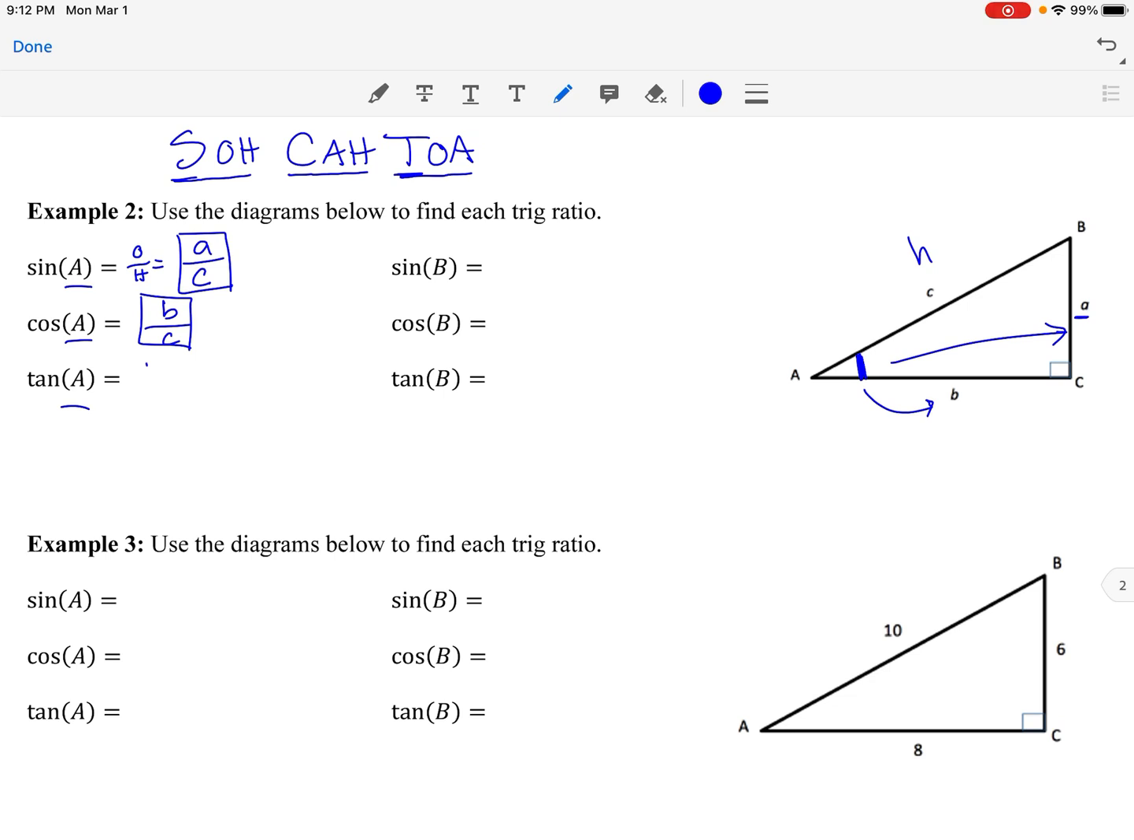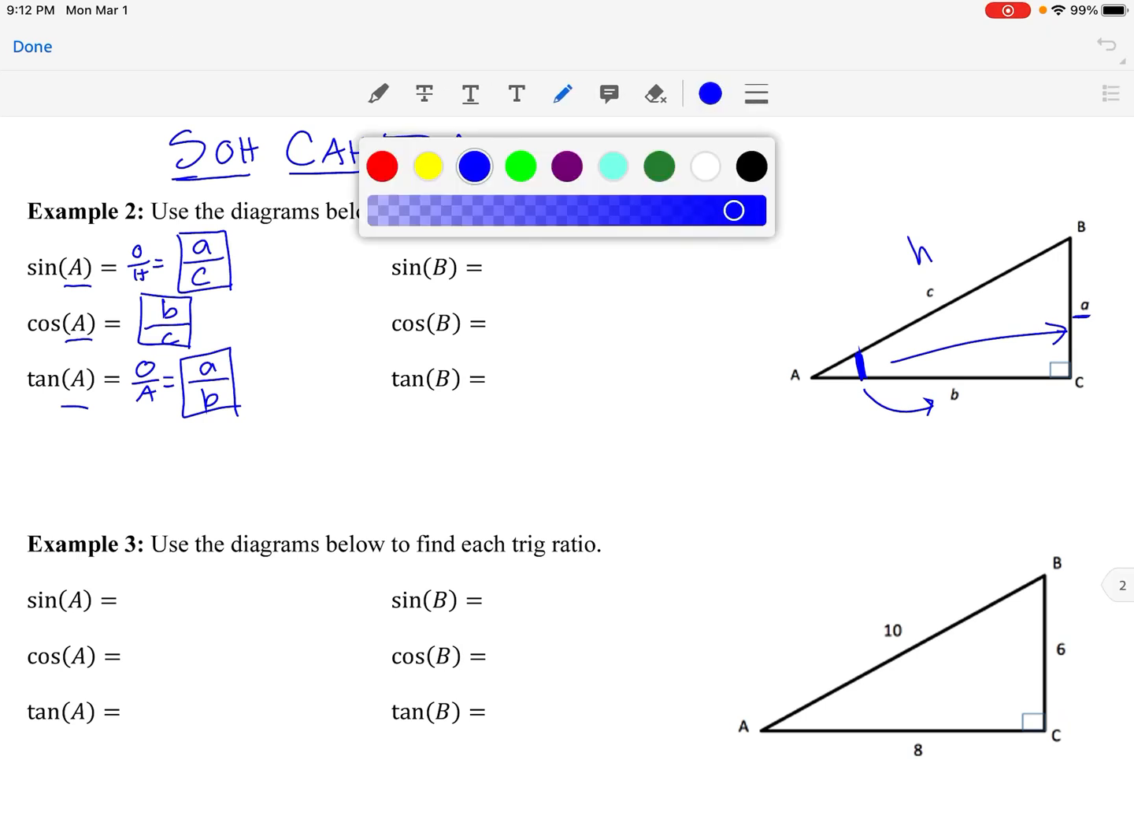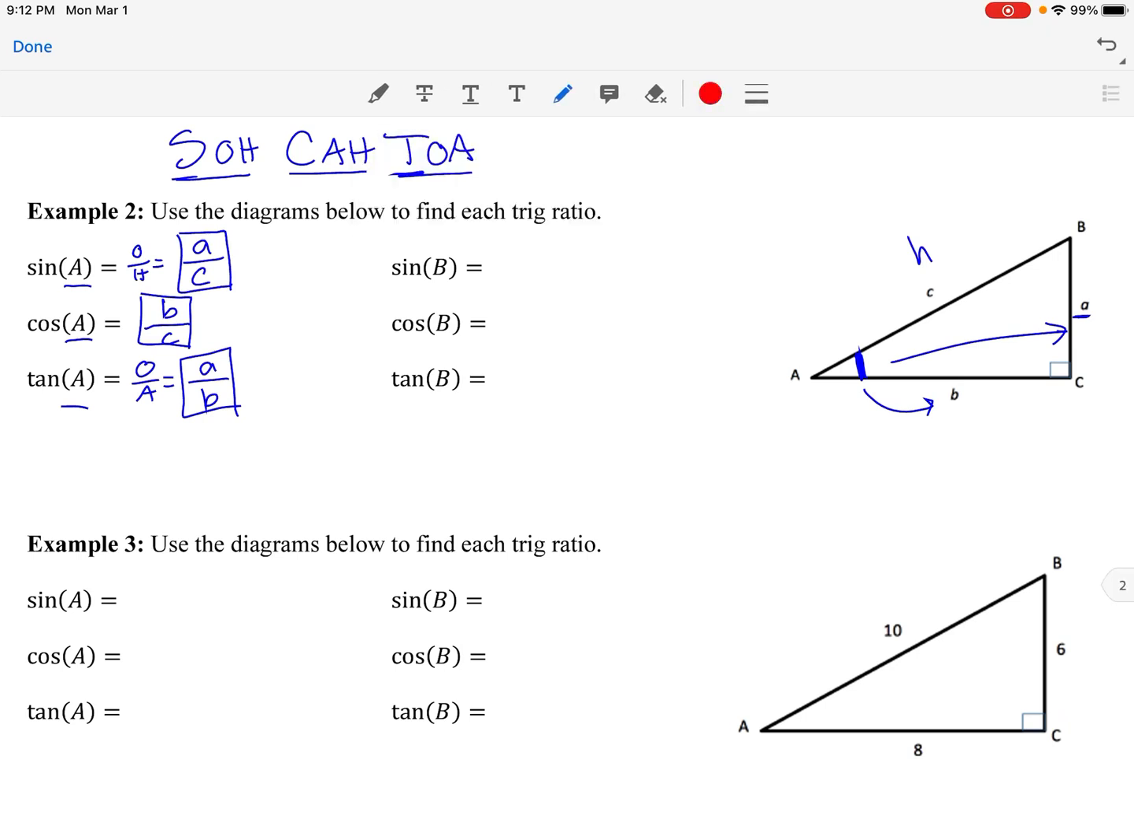And then we have the tangent of A, which is opposite over adjacent. So my opposite side again is A, little a, and my adjacent side is little b. So there's that.